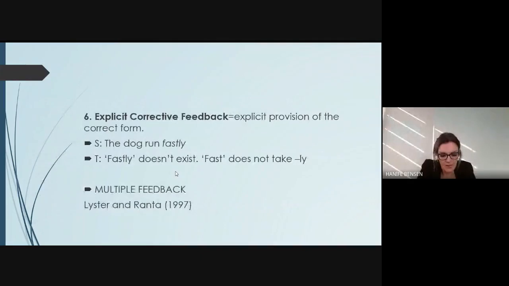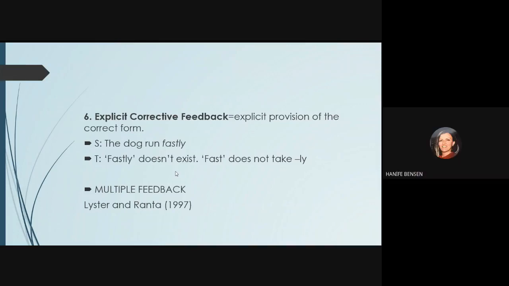Now, the sixth is explicit corrective feedback, and it refers to the explicit provision of the correct form. As the teacher provides the correct form, he or she clearly indicates to the student that he's made an incorrect utterance. So, for example, if the student says the dog ran fastly, and then the teacher says fastly doesn't exist. Fast does not take ly, and explicitly tells them that this is the mistake and why it is a mistake.